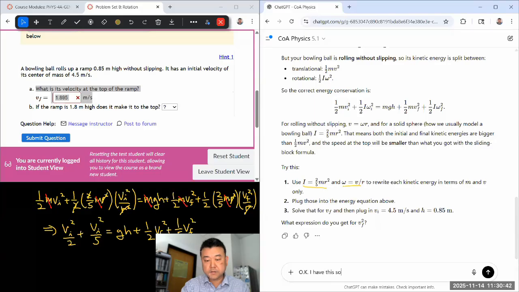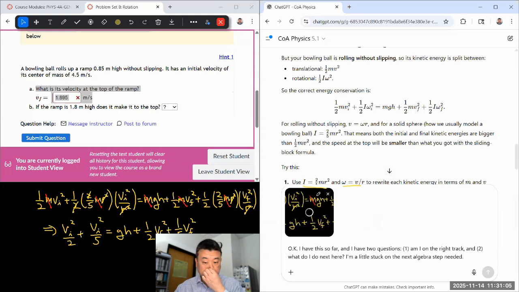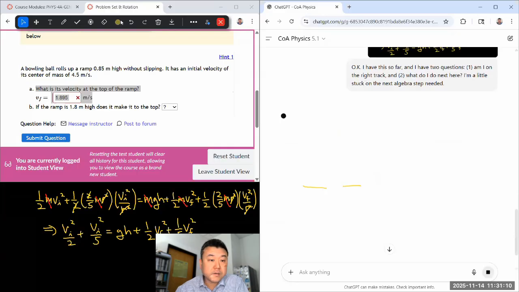Okay, I had this so far, and I have 2 questions. Am I on the right track? And what do I do next here? I'm a little stuck on the next algebra step needed. Let me erase this. Do I still think it's gonna be a higher speed?